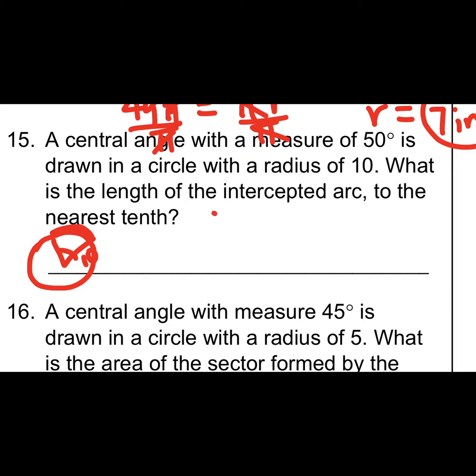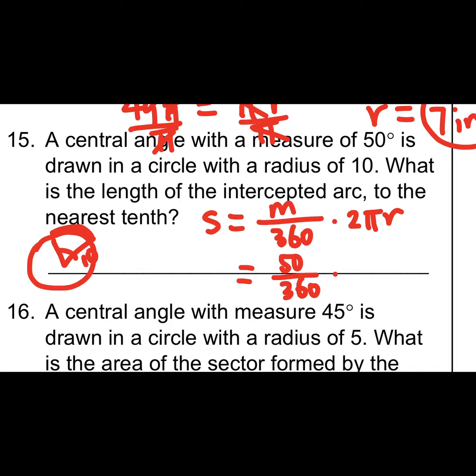length. So we're going to use our arc length formula, which is the measure of the angle divided by 360 times the circumference, which is 2 pi r. In this case, the arc measure is 50 degrees divided by 360 times 2 pi, and the radius is given, which is 10. So we're going to reduce the fraction here to 5 over 36 times 20 pi.